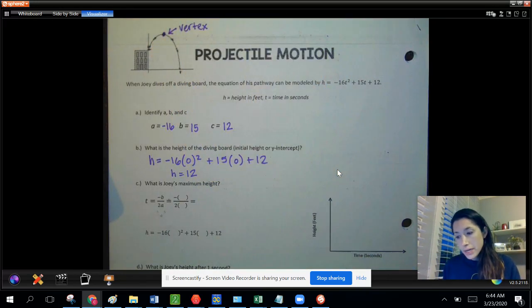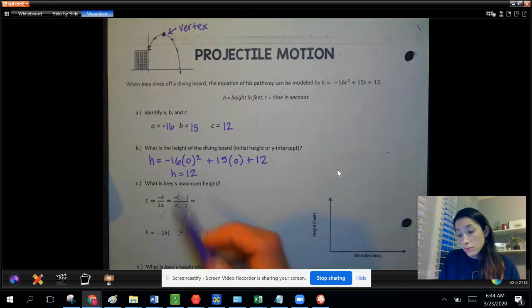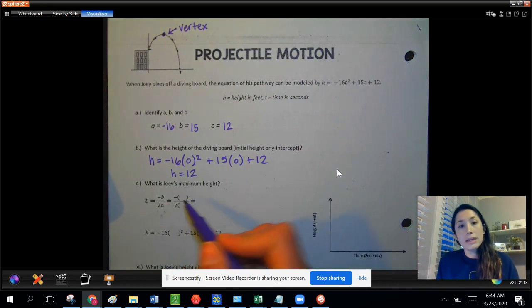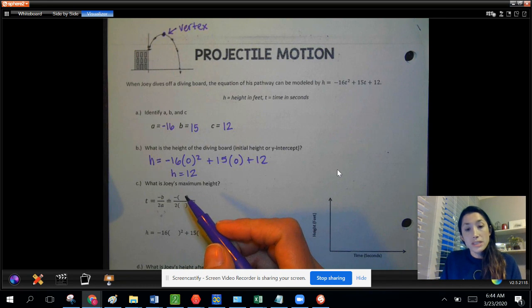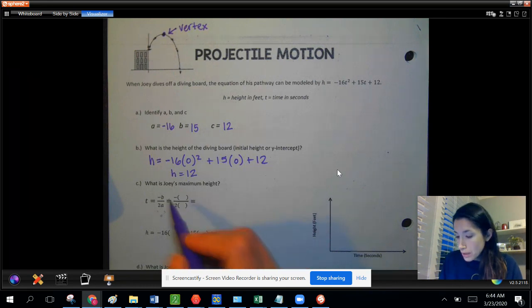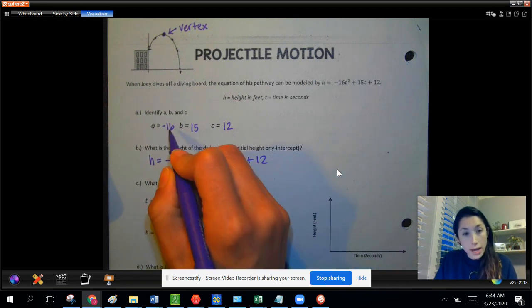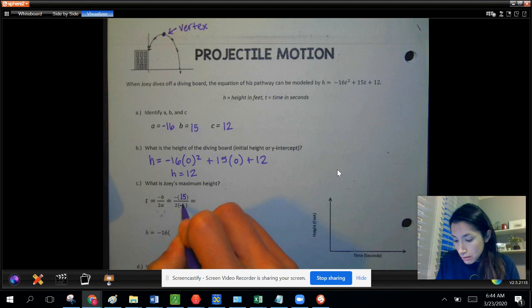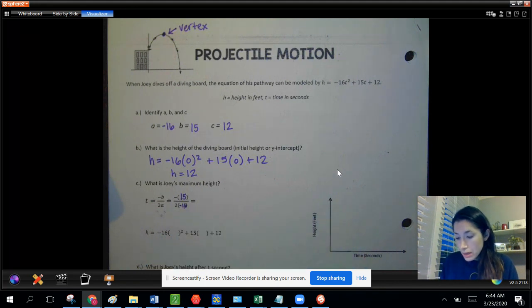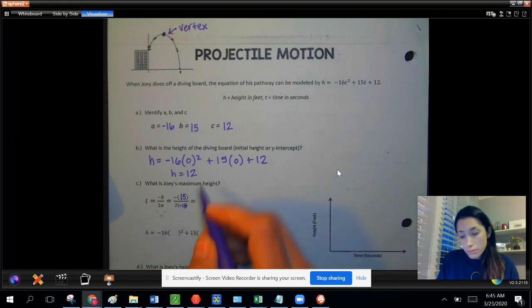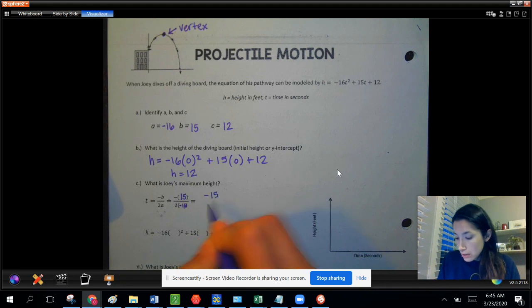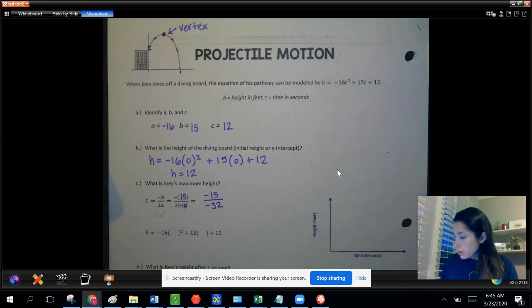How we find the vertex of the parabola is we need to do negative b over 2a. That gives us our x value, or in this case, our t value. We already identified b as 15, so I'm going to plug in 15 here, and a as negative 16, so I'll plug that in here. That means our numerator will be negative 15, our denominator will be negative 32, and we're going to get a decimal value for this in our calculator.